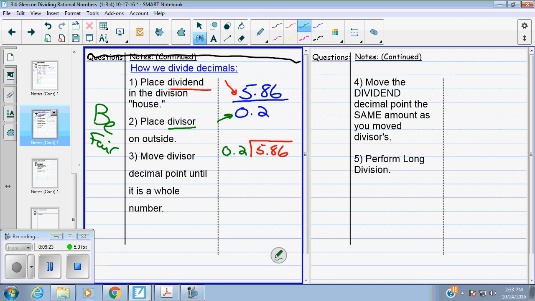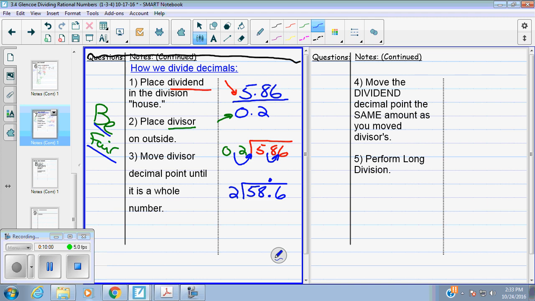Step 3 says move the divisor decimal point until it's a whole number. Well, we have to move this once, so we have to make sure to be fair. If I move the divisor by 1 decimal place, I also have to move the dividend by 1 decimal place. And rather than get confused on this math problem that looks like it may have 4 decimal points, I'm going to rewrite the problem. So really that's just a 2 dividing into 58.6.